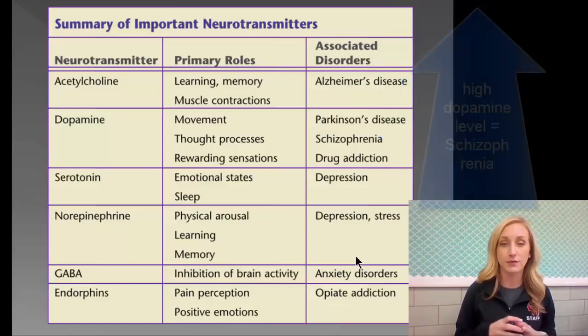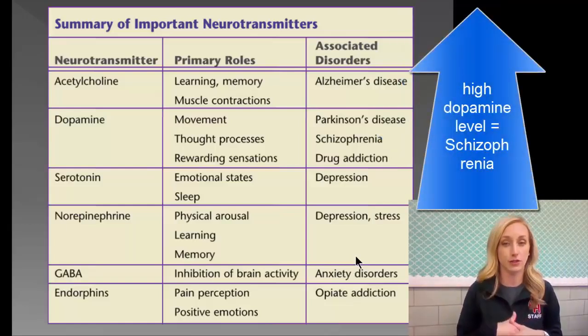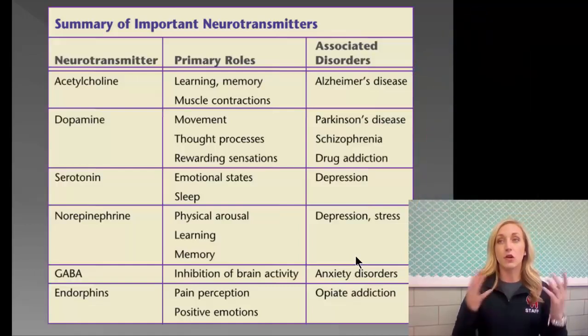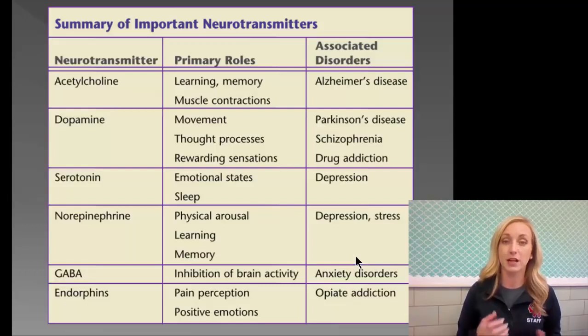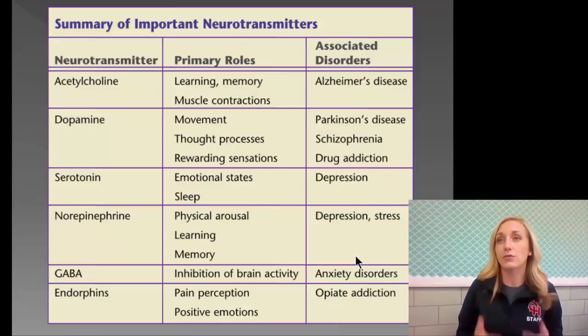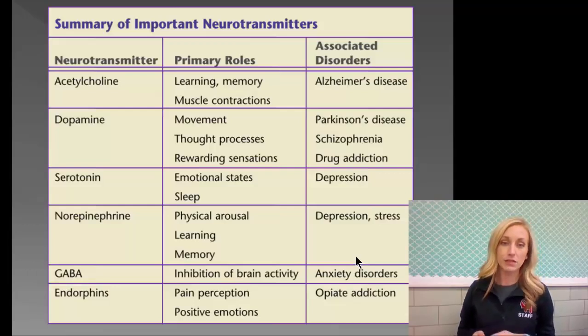Also schizophrenia. Schizophrenia is an increase or overabundance of dopamine, but there's also a lot of involvement of dopamine with drug addiction because of that rewarding sensation, right? If you get a rush of dopamine after you do something, it makes you feel good, you're going to want to do it again, and that becomes a very hard habit to break.